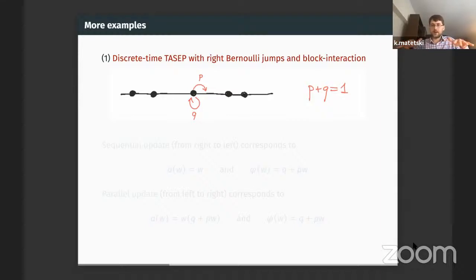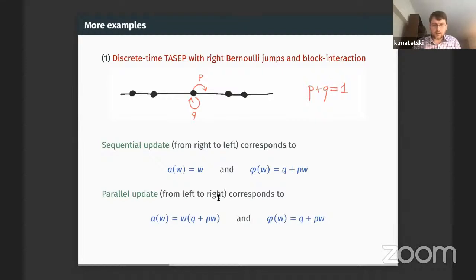And when we have discrete time, to go from time t to t plus one, we have different choices how to update the particles. There are two natural updates, if you update particles from right to left or from left to right. When you update from right to left, this is the so-called sequential update. Then again, we get the Schütz type formula with these choices of the functions a and phi. If you update from left to right, this is called parallel TASEP. Then again, the Schütz type formula holds, but now a and phi are slightly different.